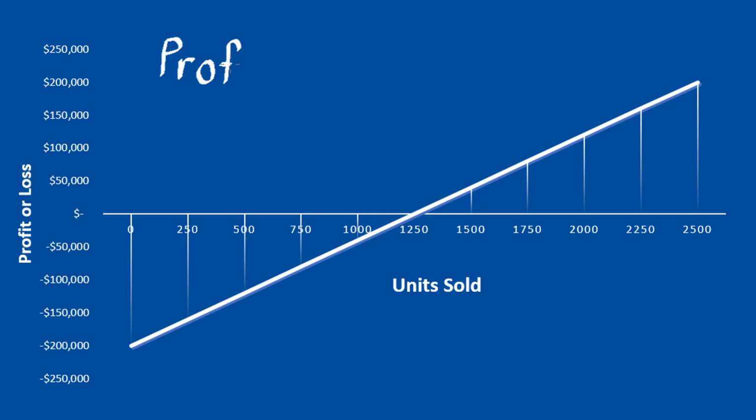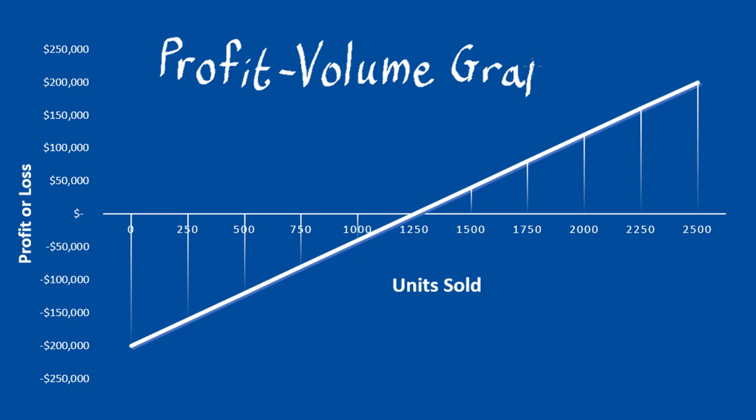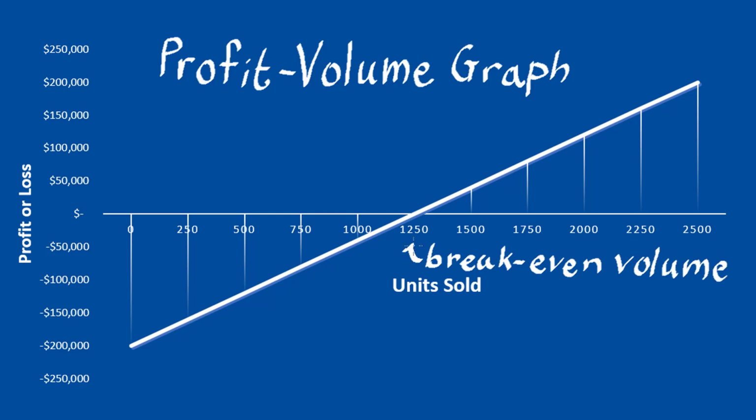There are two ways we can demonstrate this situation graphically. The first way is the profit volume graph. In this graph, the break-even point is located at the x-intercept. If a manager has a profit target of $150,000, they can use this graph to determine that they need to sell 2,000 units to reach this target.